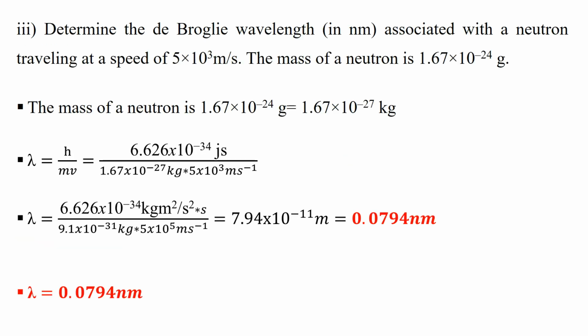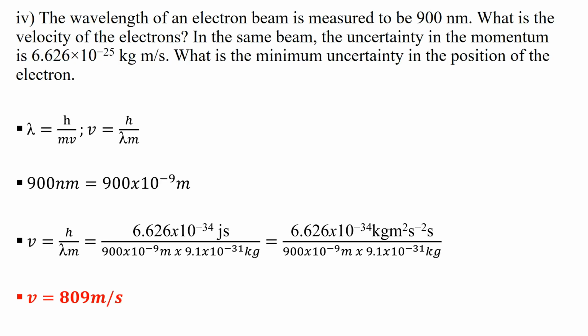The next sub-question is asking to determine the de Broglie wavelength associated with a neutron. The speed of that neutron was given, and the mass of the neutron was given. It's the same as the question above. We need to substitute the terms, but don't forget to change the mass of the neutron from gram to kilogram. Then, after changing, we only substitute the values, and you get the wavelength which is equal to 0.0794 nanometer.